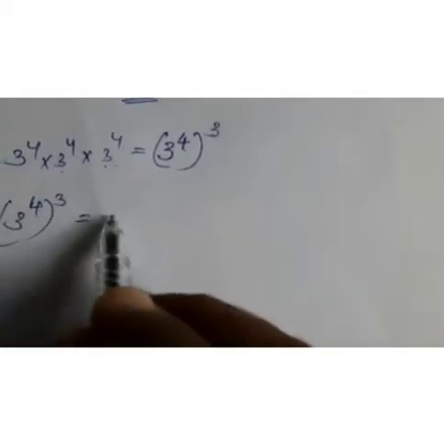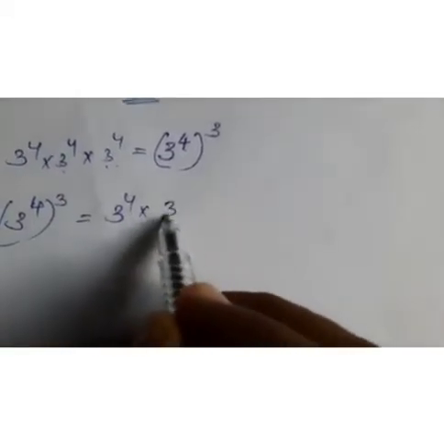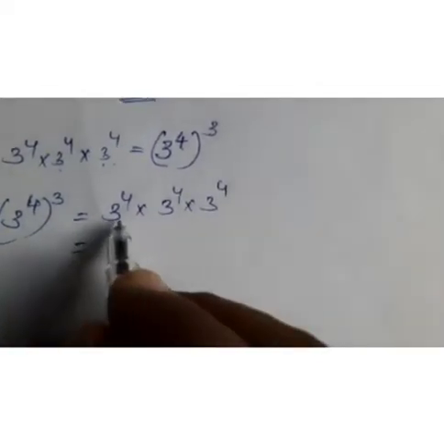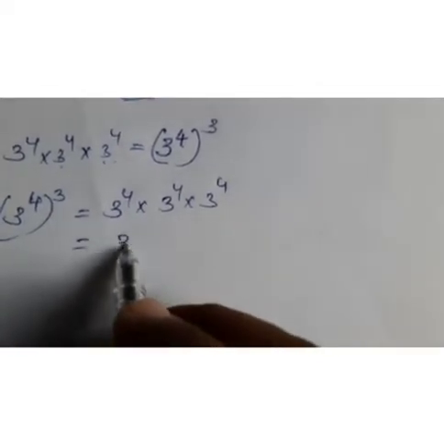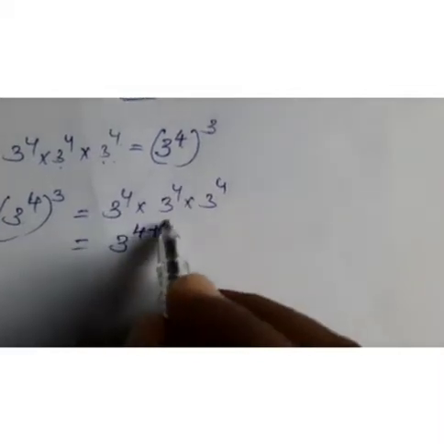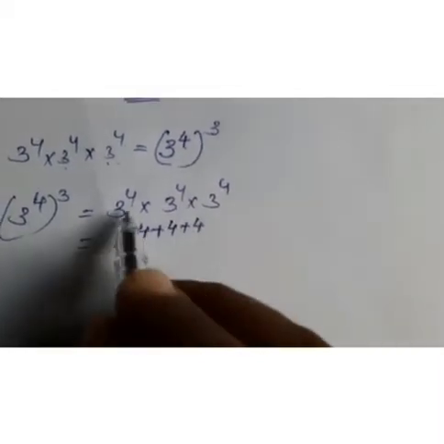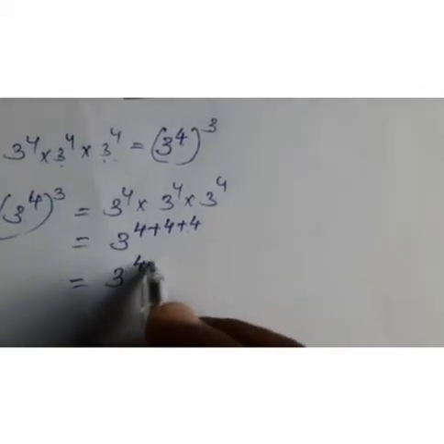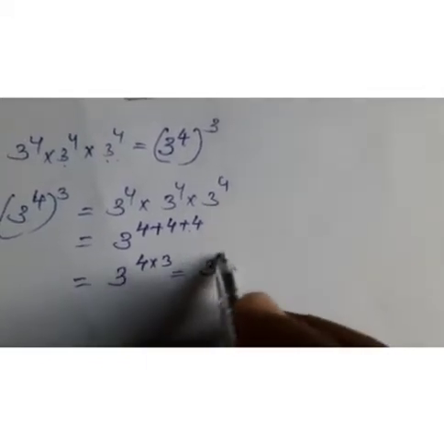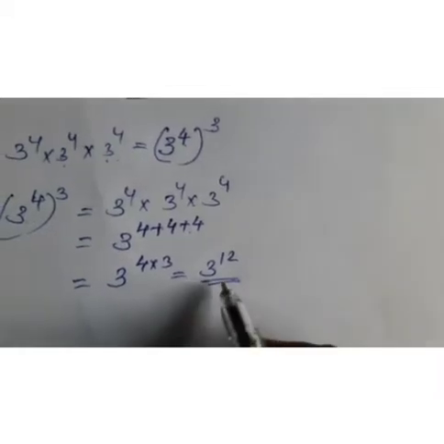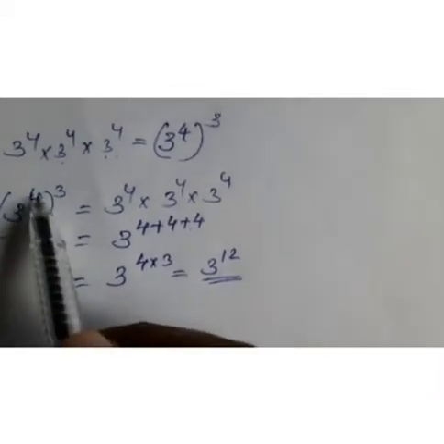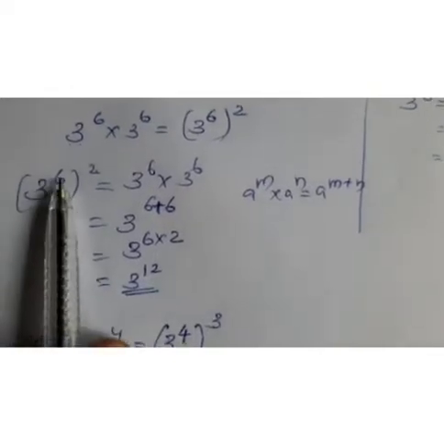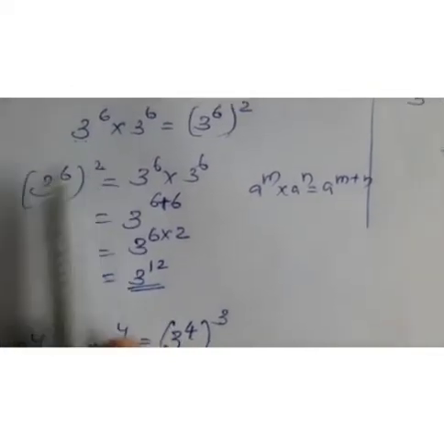How will you write this one? 3 raised to 4 into 3 raised to 4 into 3 raised to 4. Or using the multiplication rule, 3 raised to 4 plus 4 plus 4. The powers are added. So 3 raised to 4 into 3 we can write as 3 raised to 12. So 3 raised to 12 we can write as 3 raised to 4 raised to 3 also. 3 raised to 12 we can write as 3 raised to 6 raised to 2 also.